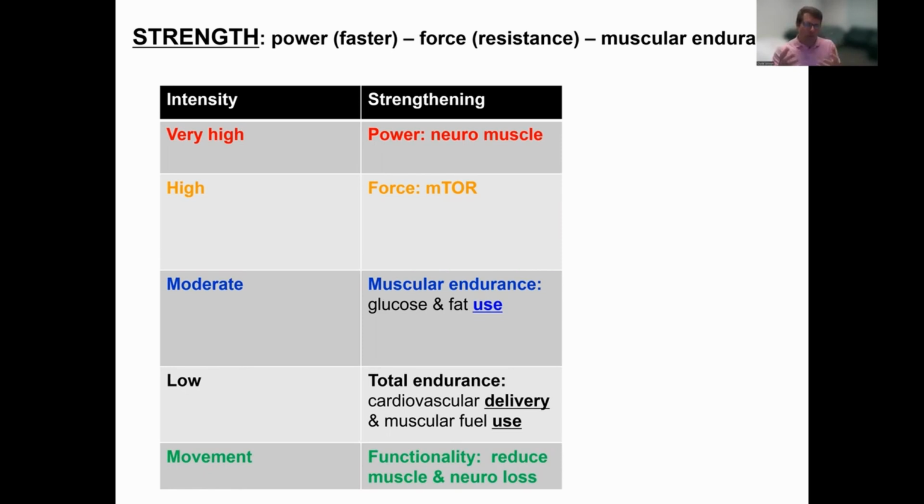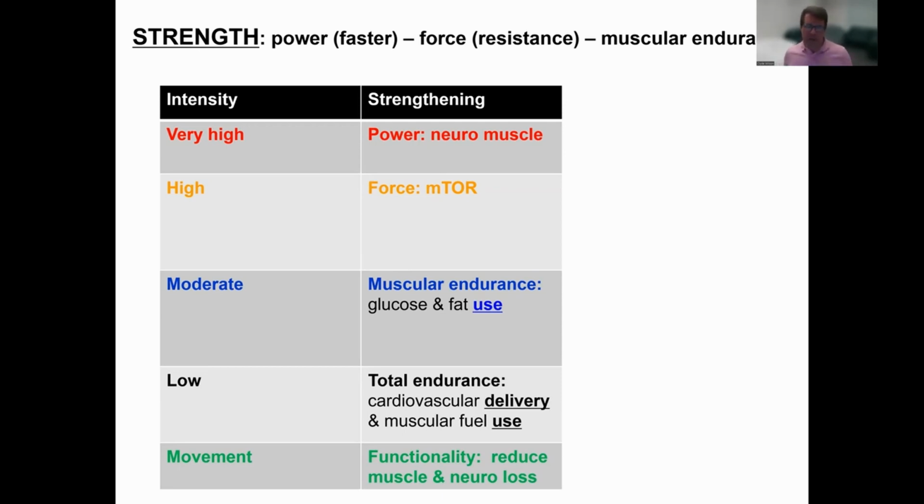So that is power, maximum rate of doing work. Beneath that intensity is where you're potentially tearing your muscles more because it's a higher resistance, even though you're moving slower. And you're activating satellite cells more as well. And so this is going to increase your engine size.